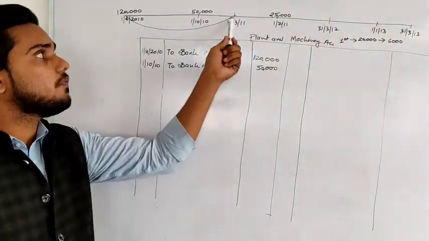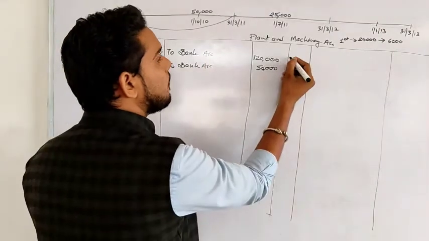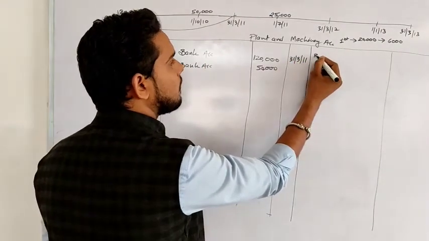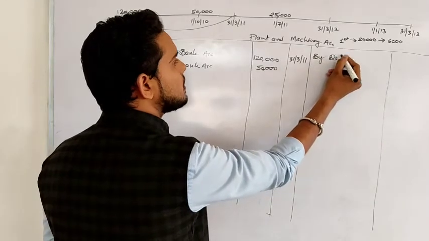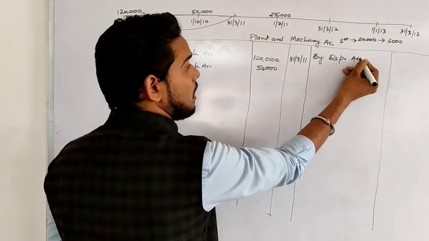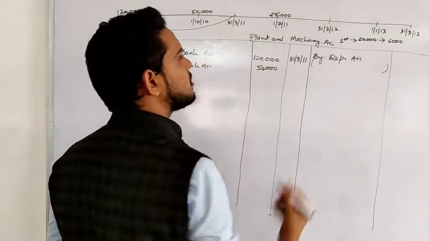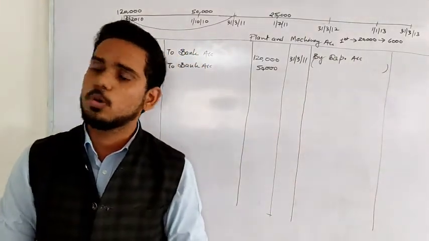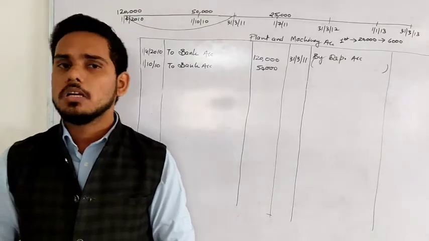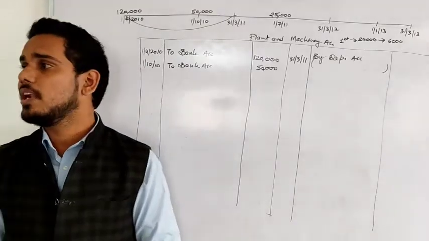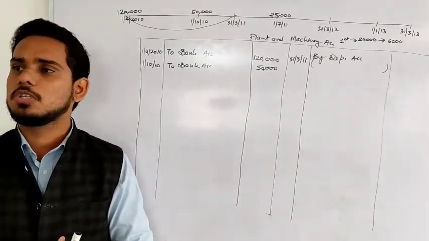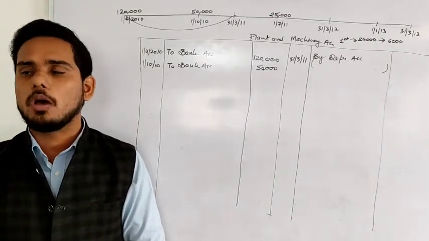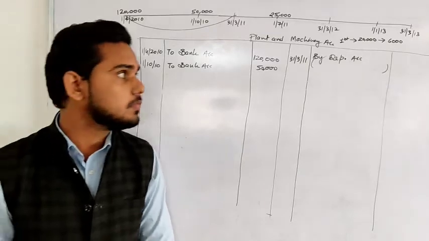So on 31st March 11 we will charge depreciation, and we will write "by depreciation account". Now as we are having two machinery, we need to show the depreciation individually for both machinery, so that this will help us to find the closing balance for each machinery separately, which will ultimately help us to find the profit or loss on sale.